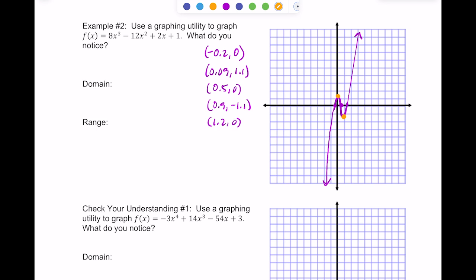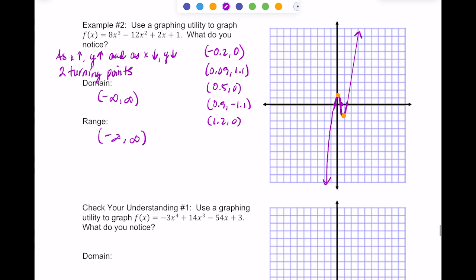Okay, but we can write down here. So as x increases, y also increases. And as x gets smaller, y gets smaller. And we also note that there's 2 turning points. Okay, so some things we notice. If you'll also notice here, the domain is all real numbers. You can plug any number in for x and always get a different y. And then the range is also negative infinity to positive infinity because the graph goes on forever in both up and down directions.